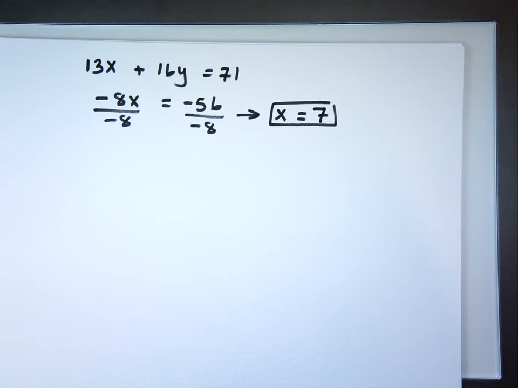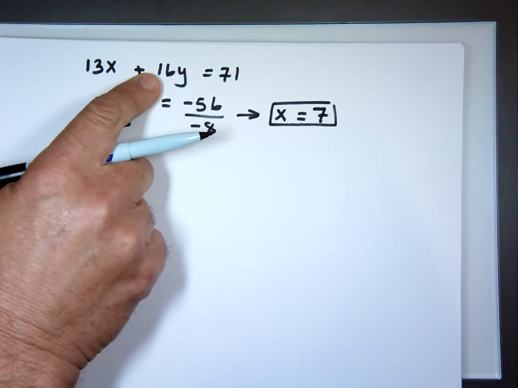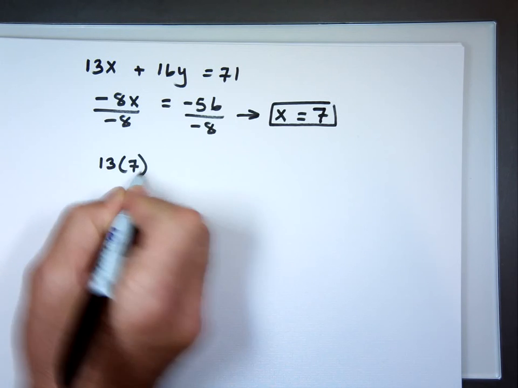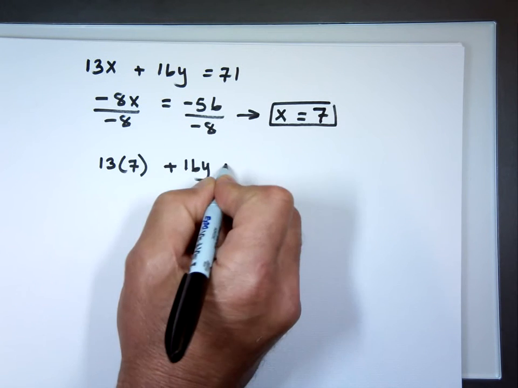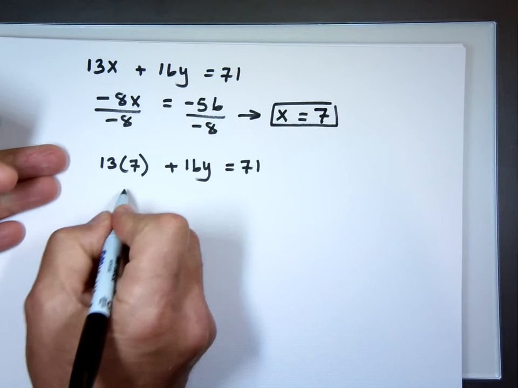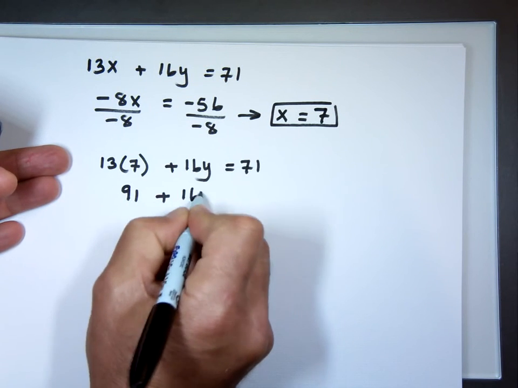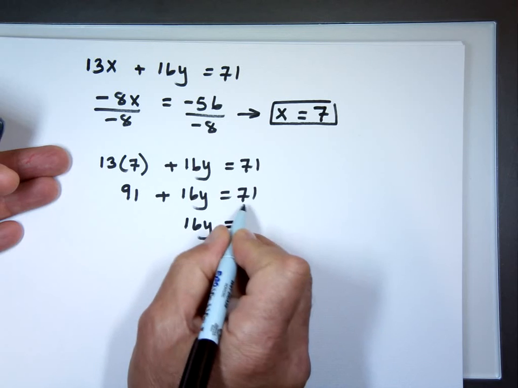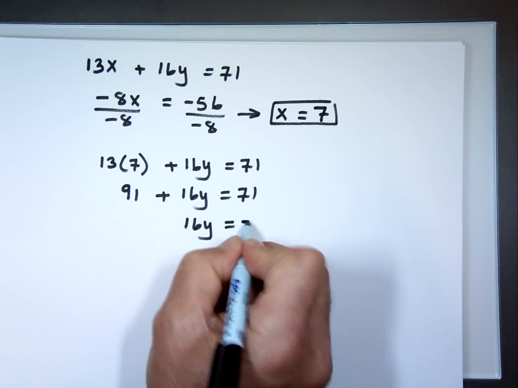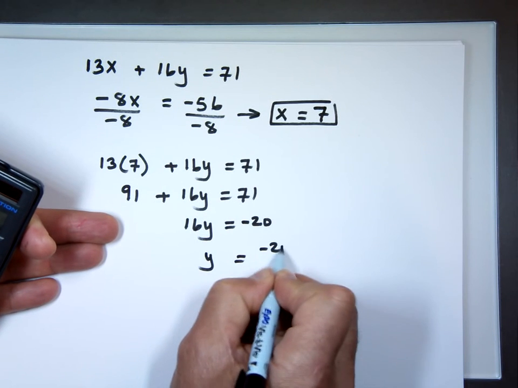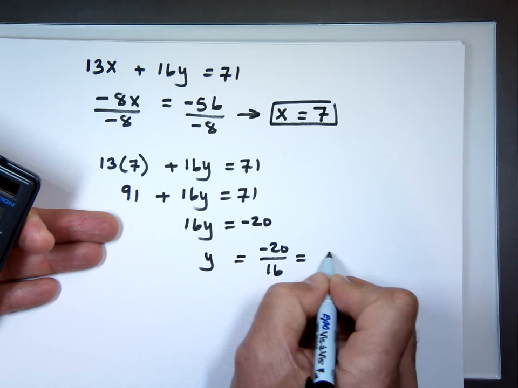Can I find y? Right here. Now y might be a fraction. 13 times 7 plus 16y equals 71. 91 plus 16y equals 71. Take the 91 there. What's 71 minus 91? Negative 20. What is y equal to? Negative 20 over 16. You can divide them both by 4. Negative 5 over 4.